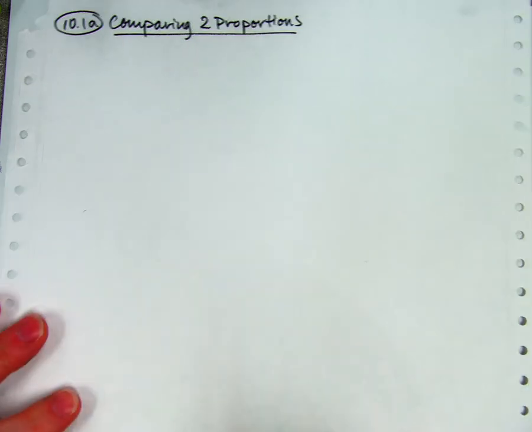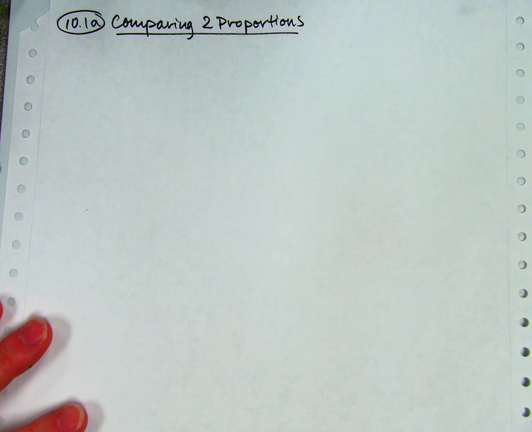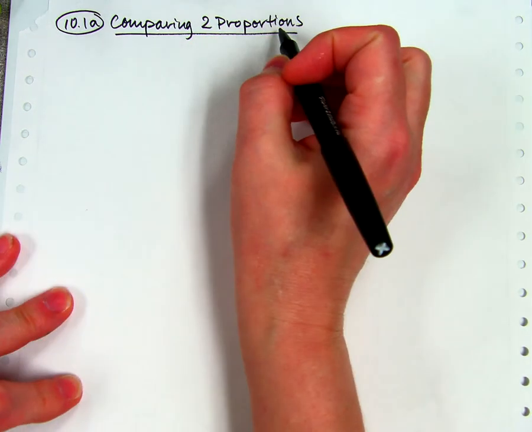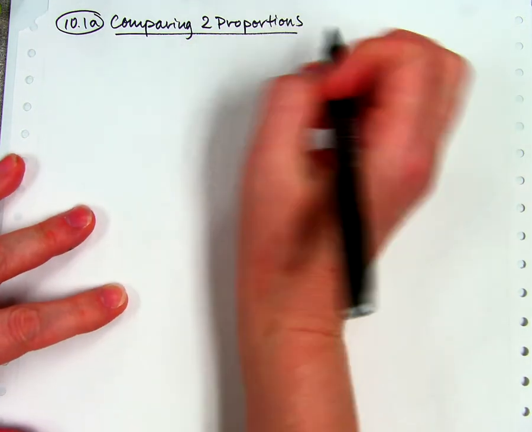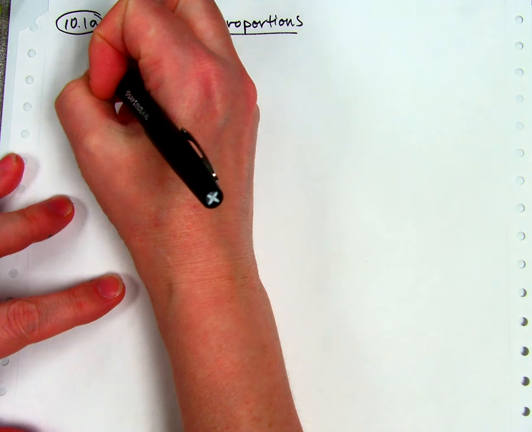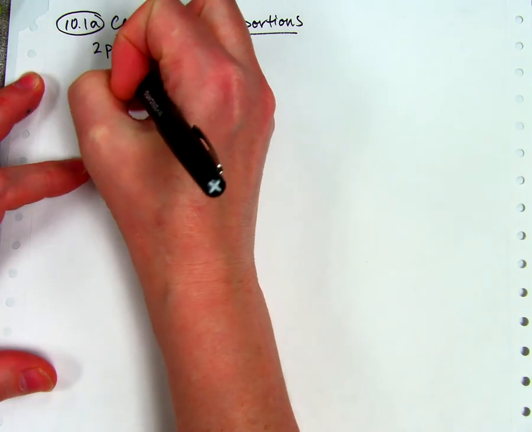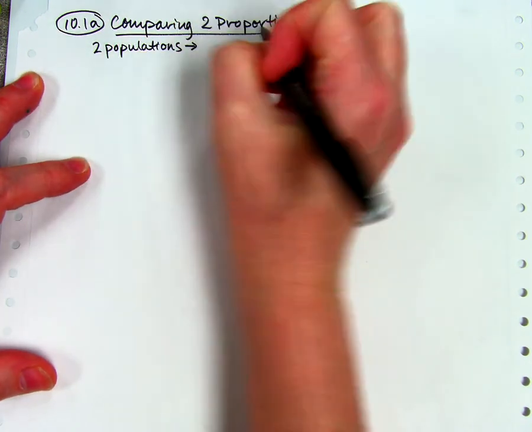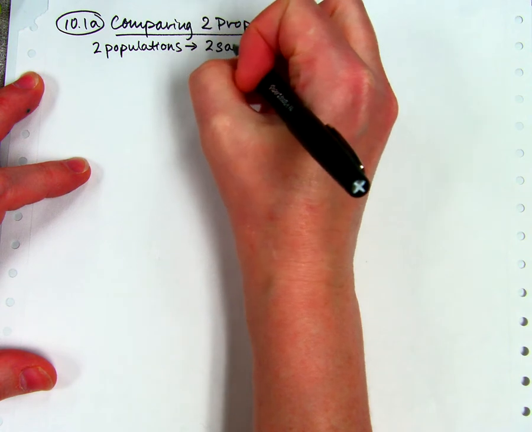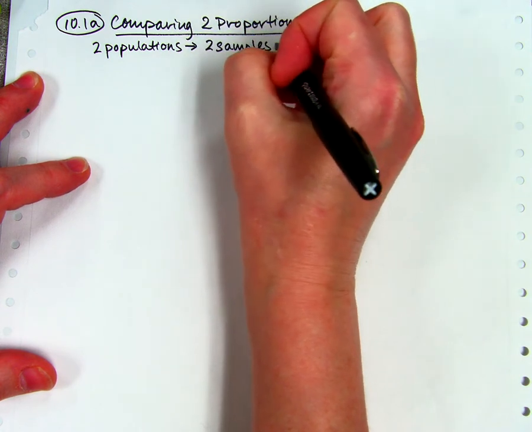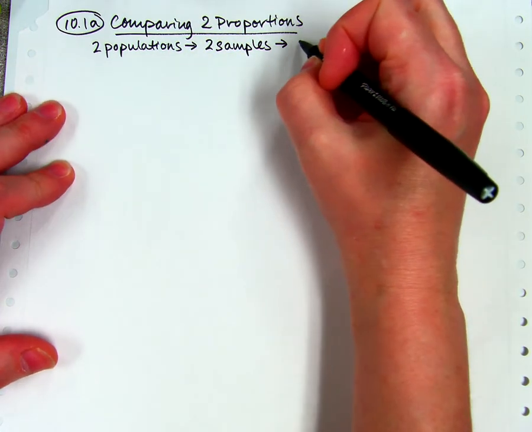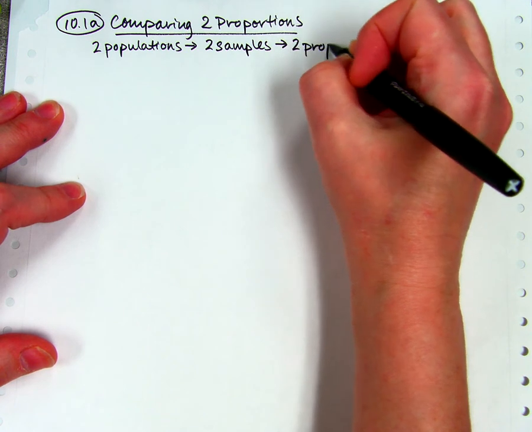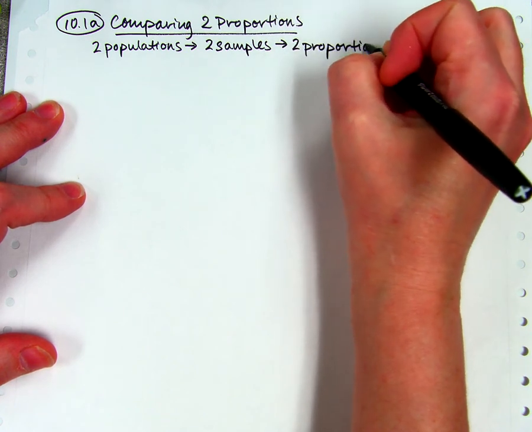So exciting. We are going to be shifting to comparing two different populations, starting with proportions, and then we'll go to means in a bit. But we're going to start talking about what if we have two populations, which means we're going to take two samples from those populations. We're going to calculate the proportions for those two samples. And so everything is 2.